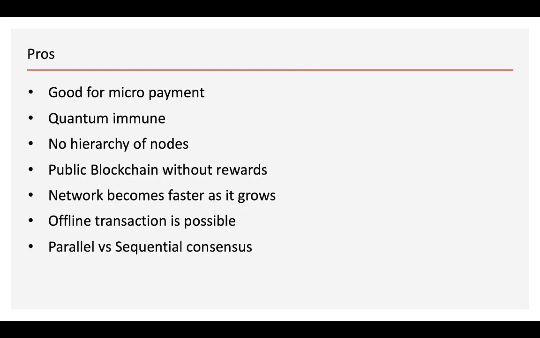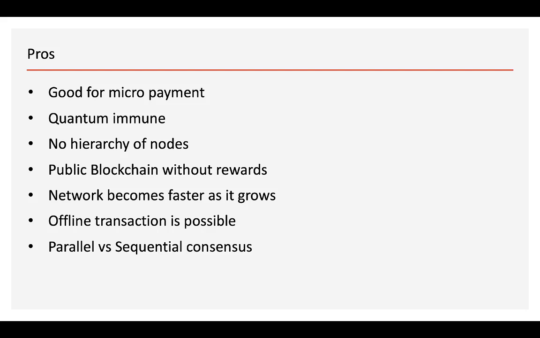The pros are that it's good for micropayments. It has its own invented cryptography, which is claimed to be quantum immune, which means that it does not depend on computational problems that are theoretically possible to solve fast on a quantum computer. There is no hierarchy of nodes. Every node is basically a transaction. It's a public blockchain without any reward. The network becomes faster as it grows.